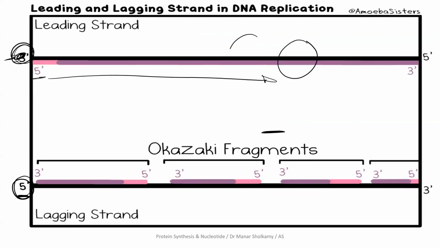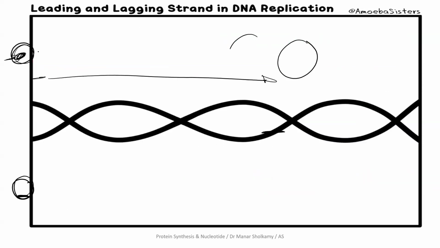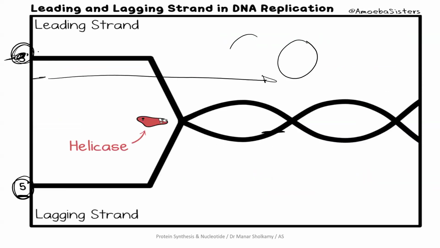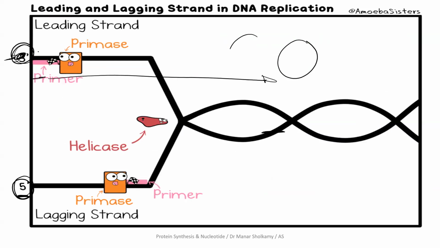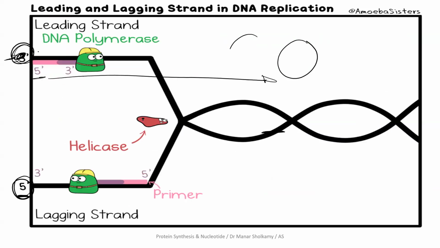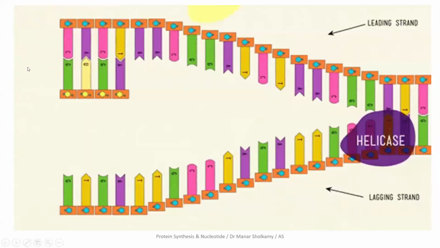This strand that it will bind to, the 3' strand, will create the complementary strand continuously in one go. That strand that it will create will be called the leading strand. Let me look at another picture.